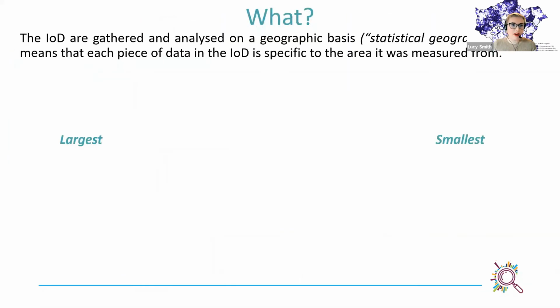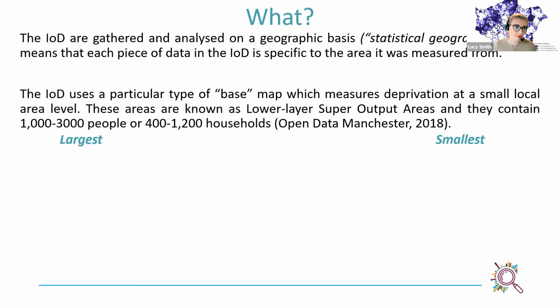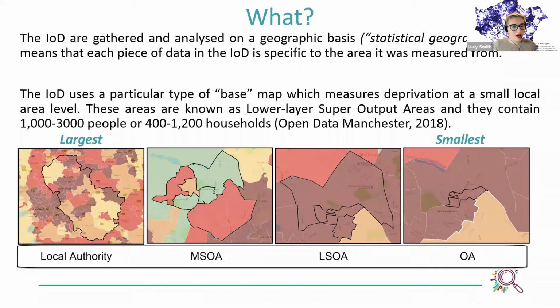So the IOD are gathered and analysed on a geographical basis. It's otherwise known as statistical geographies. And that means each piece of data in the indices of deprivation is specific to the area it was measured from. The indices of deprivation uses a particular type of base map at a small local area level, and these are known as the lower layer super output areas. And they contain around 1,000 to 3,000 people, or 400 to 1,200 households. And then you can see the largest to smallest.